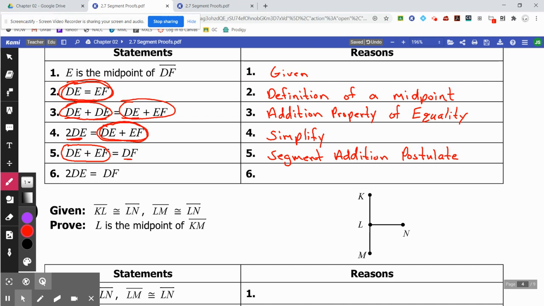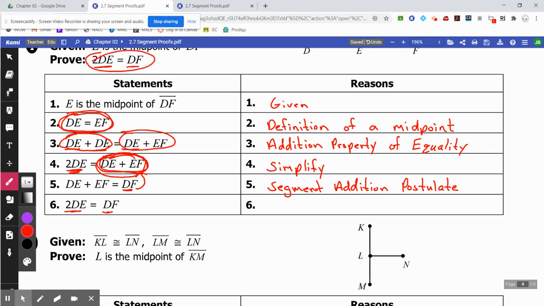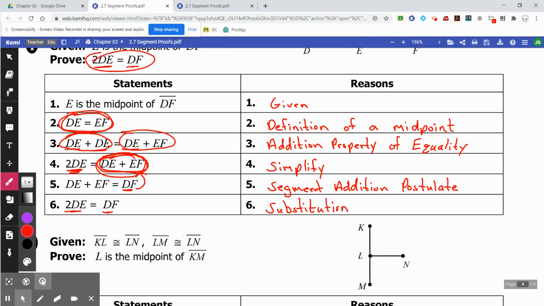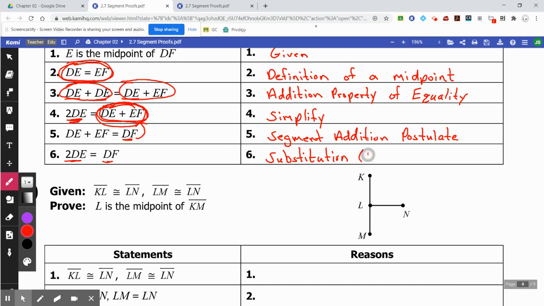And finally, now that we know that DE plus EF is equal to DF, then we can simply substitute that in right here, and two DEs would have to equal, instead of DE plus EF, DF by substitution, and that is what we're trying to prove. Now, I do want to point out that in that last step we could have also called that the transitive property.